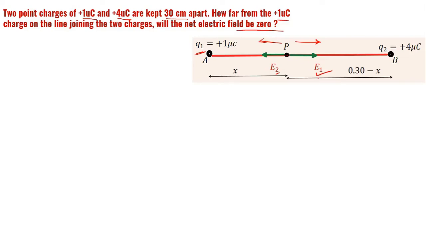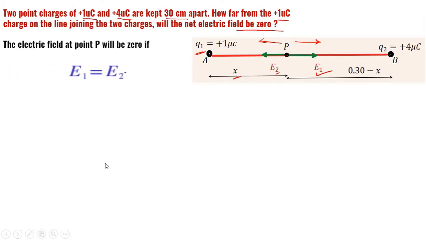Now we can find the magnitudes of E1 and E2. Let us suppose the point P is at a distance x from point A, and the remaining distance, between P and Q2, will be 0.30 minus x, where we have converted it into meters. Now the electric field at point P will be 0 when E1 equals E2, as they point in opposite directions. The formula for E, as we already know, is KQ by R square.